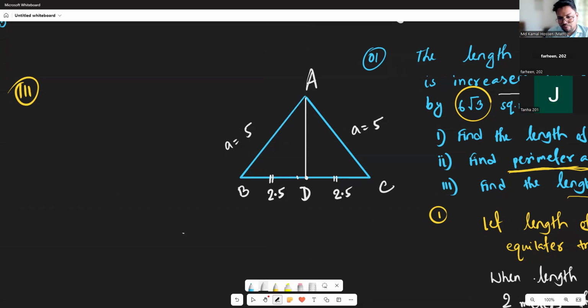And if you draw a median in an equilateral triangle or an isosceles triangle, it must be perpendicular, due to the basic characteristics of congruent triangles. Now, how can we find the length of the median? Do you have any idea?